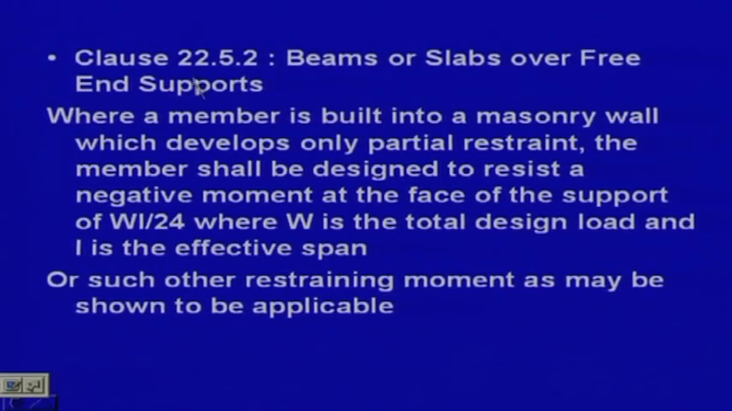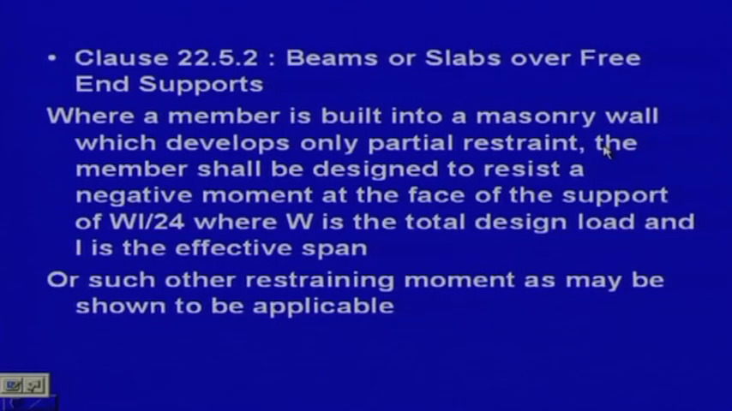So, this is another clause where a member is built into a masonry wall. So far we have taken that masonry wall as simply supported, but it may happen that your beam or slab is inserted, embedded in the masonry wall itself. In that case partial fixity may occur, and our code says where a member is built into a masonry wall which develops only partial restraint, not full, that is not WL square by 12.